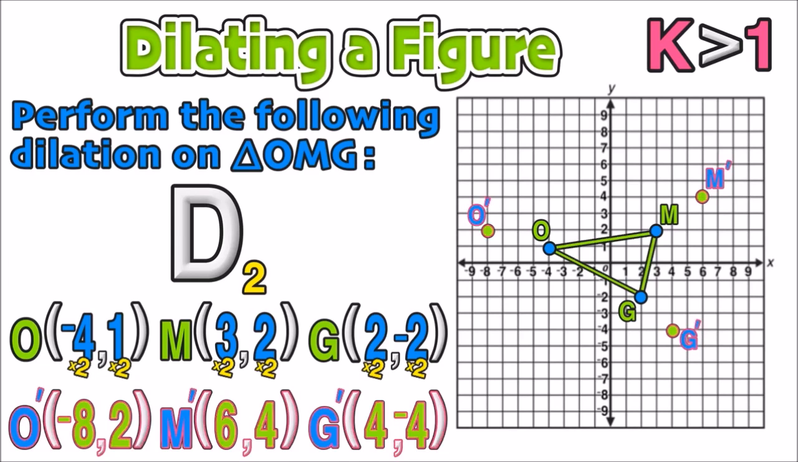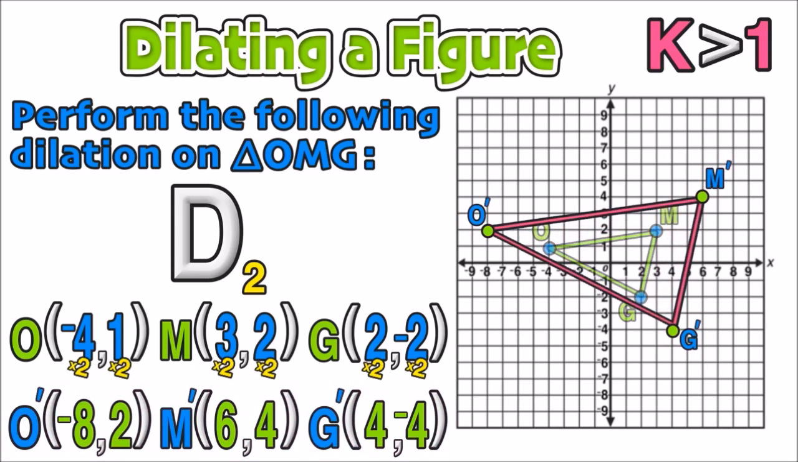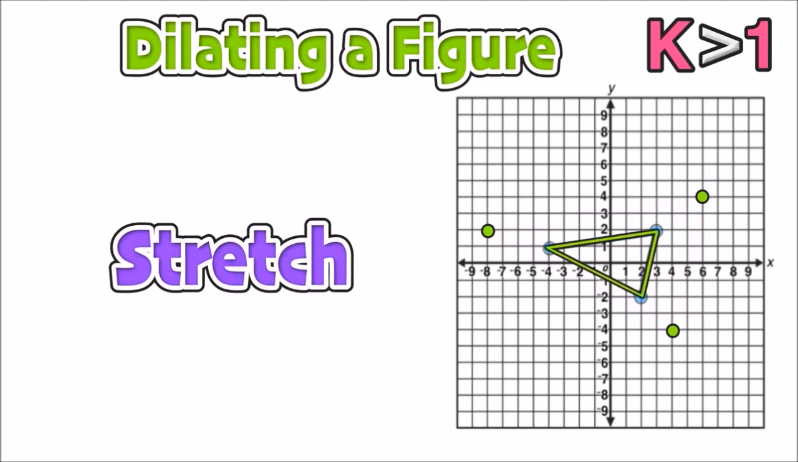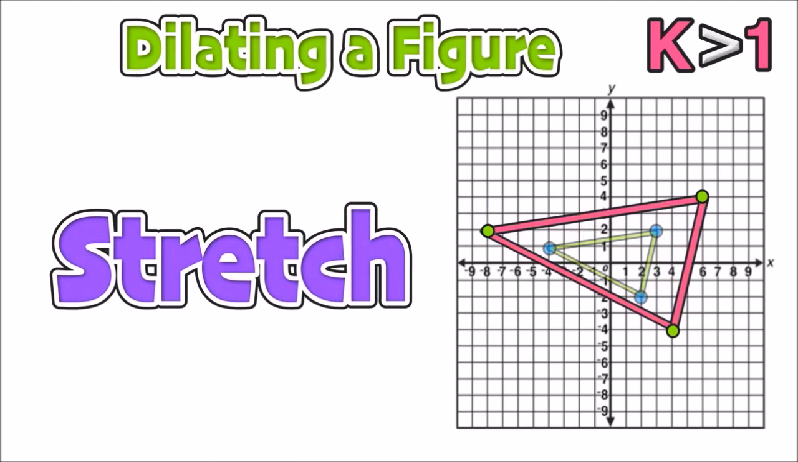We can go ahead and plot those new points, O prime, M prime, and G prime, and construct the image of the figure that is twice as large as the pre-image. Now let's visualize how when the scale factor is greater than 1, the image is stretched out to a larger size.